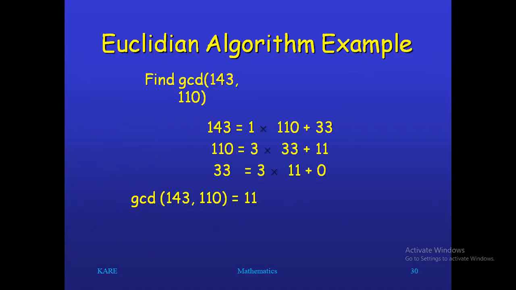An example again: GCD of 143, 110. 143 is written as 1 times 110 plus 33. Again, bring that 110 here: 110 is equal to 3 times 33 plus 11. Again, bring this 33 here: 33 is equal to 3 times this remainder 11 plus 0. So GCD of 143, 110 is equal to the last nonzero remainder, 11. So directly you can find it. It's very easy, very interesting also.